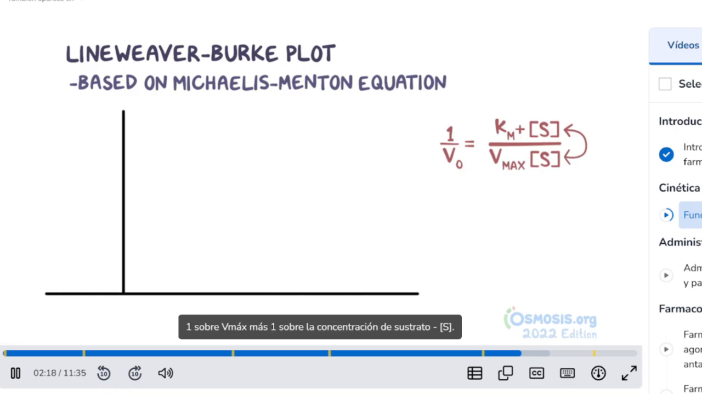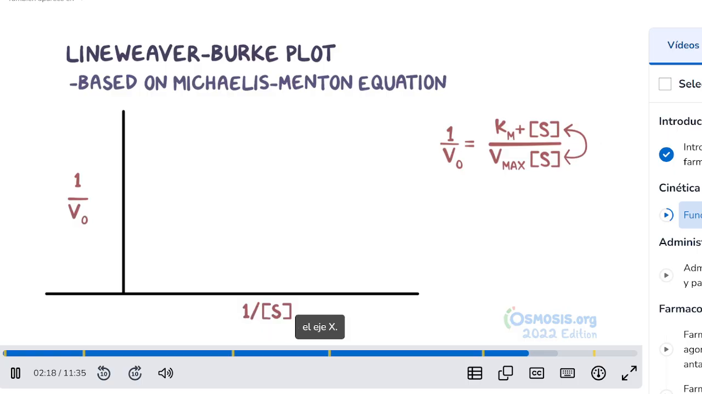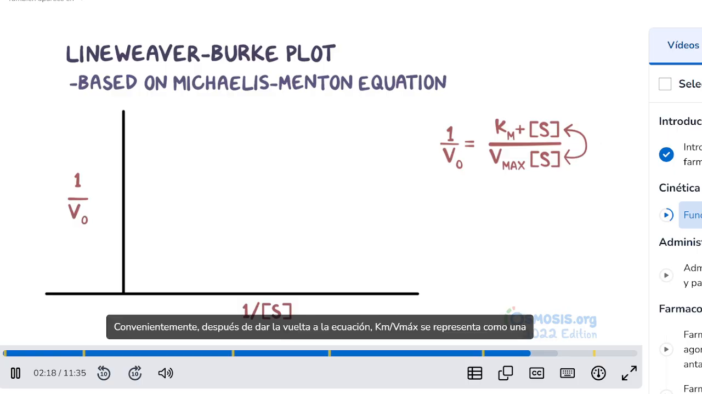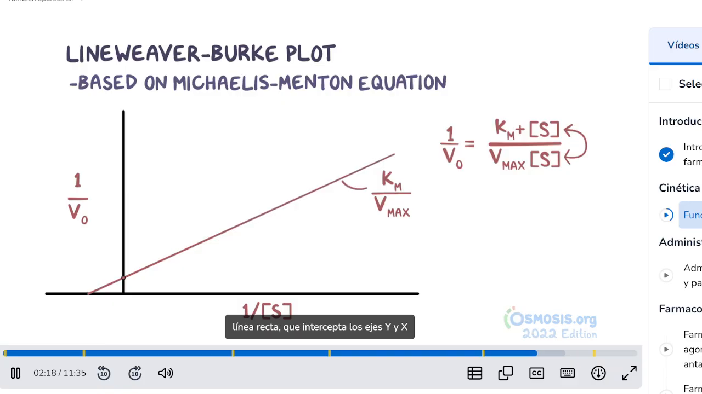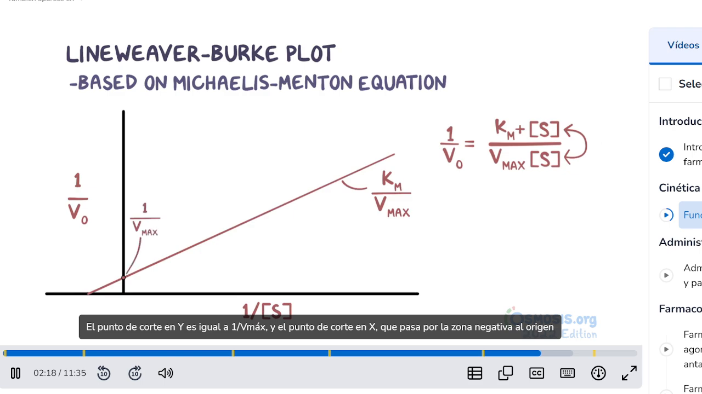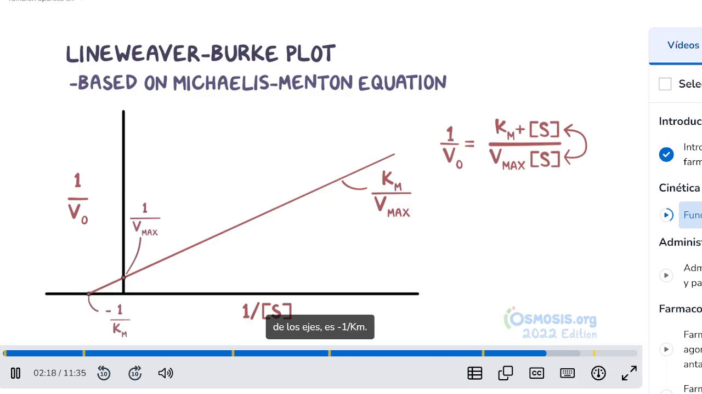Now we can use this equation on the plot. 1 over V0 goes on the y-axis, and 1 over substrate goes on the x-axis. Conveniently enough, after flipping the equation upside down, Km over Vmax is represented as a straight line that intercepts both the y and x axes. The y-intercept is equal to 1 over Vmax, and the x-intercept, since it happens negative to the origin of the axes, is negative 1 over Km.